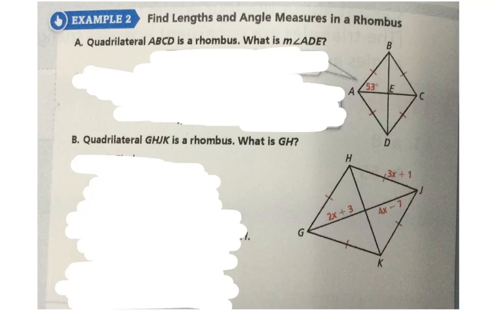Okay, so here's our first problem. It tells me ABCD is a rhombus. Okay, very nice. Then it asks, what's the measure of angle ADE? Which means I'm looking for this angle measure here. ADE is a question mark.